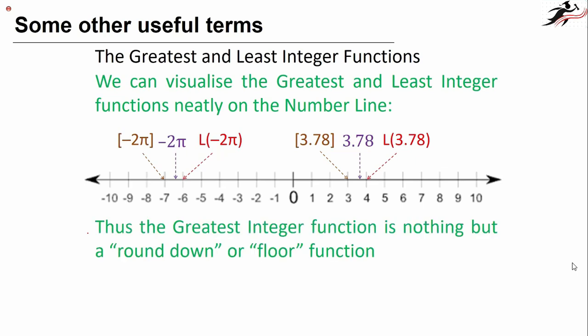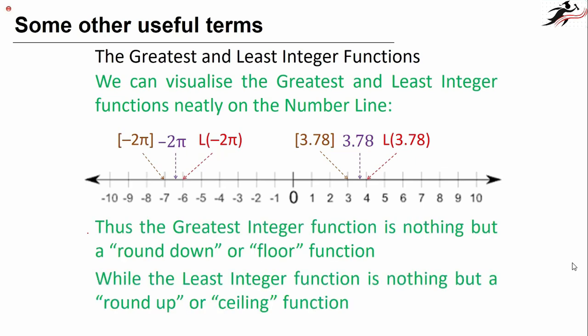So this is, as I said, going to the left or going to the right. Another name for greatest integer is round down or floor, and the least integer's other name is round up or ceiling function.